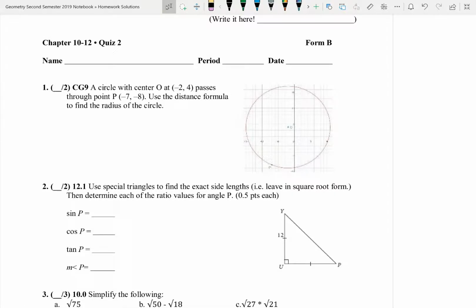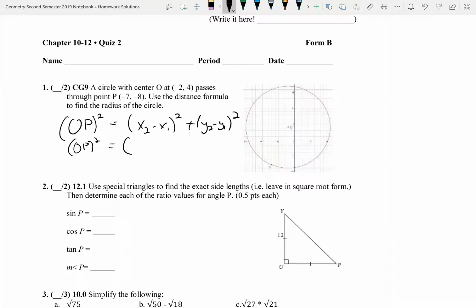Okay, so starting with number one, a circle with center O at -2, 4 passes through point P, -7, -8. Use the distance formula to find the radius of the circle. So distance formula says that the distance from O to P squared equals x2 minus x1 squared plus y2 minus y1 squared. And what I'm going to do is go ahead and start with x2 minus x1. Now, the two coordinates are these.